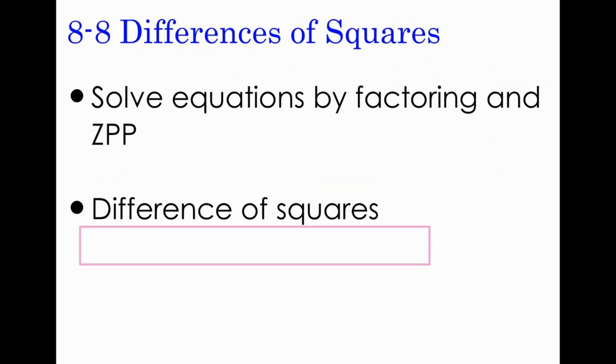Lesson 8 was the case of using difference of squares. So if you remember, the difference of squares was using a squared minus b squared. The main concept of this lesson was solving equations by factoring and using the zero product property. I have a binomial, but in between them there is a subtraction.